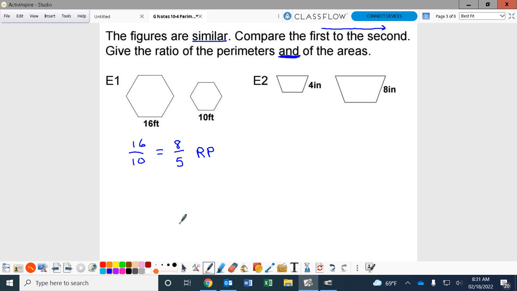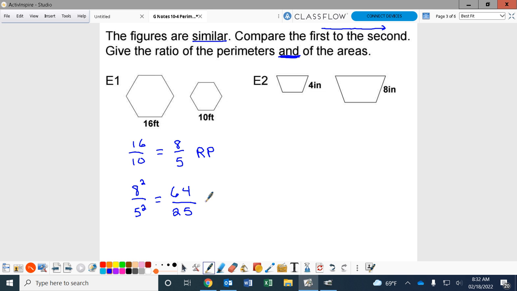Just so you know what it is. Ratio of the perimeters. And then what do you do with both the numbers to find the ratio of the areas? Square them. That's it. 8 squared over 5 squared. 8 squared is what? 64. Perfect. And then 5 squared is 25.